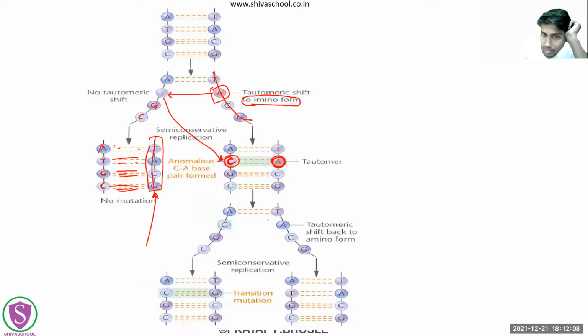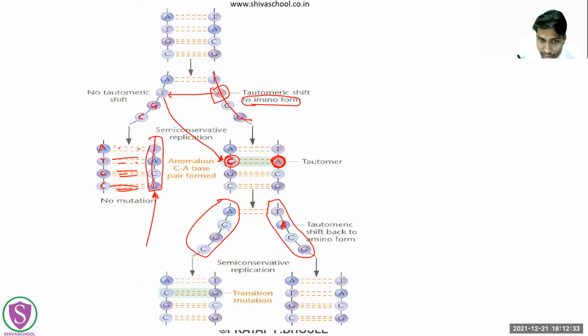Right? So now this tautomeric form shifts back to the amino form. Okay. So now this tautomeric form will again be converted into the normal form, that is the adenine. Okay. But right now what is the case? There are two strands of DNA which you have, this strand and this strand.